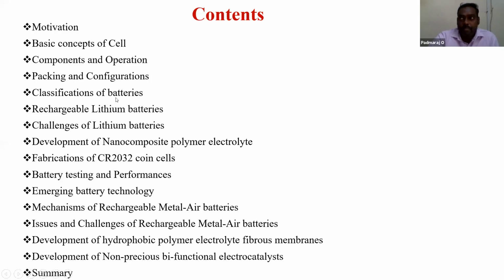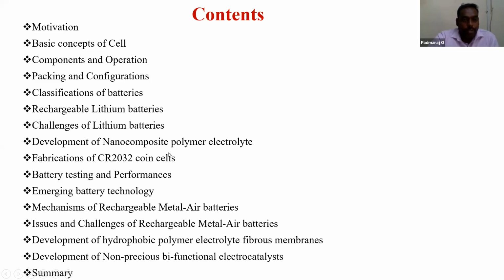Then classification of batteries. We know that two types of batteries exist, so how do we classify them? Everything we will see in the classification of batteries. Then rechargeable lithium batteries: what rechargeable lithium batteries are available in the market, and what are their merits and demerits? We will see in the coming slides. Then the challenges of lithium batteries. Right now, many issues and challenges exist in the rechargeable lithium battery, so how to overcome those issues?